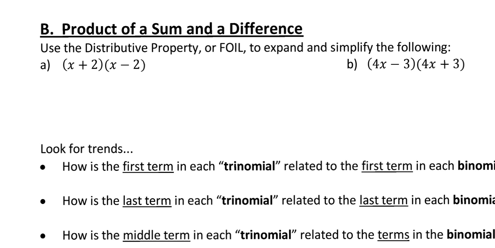In this case, for the first problem, for example, you get x plus 2 times x minus 2. And the second problem we have 4x minus 3, 4x plus 3. The only thing that's differing between the two brackets is the minus sign in between each term that we're multiplying. So now let's go into it and use FOIL to show how it's done.